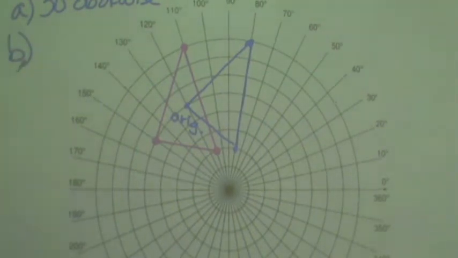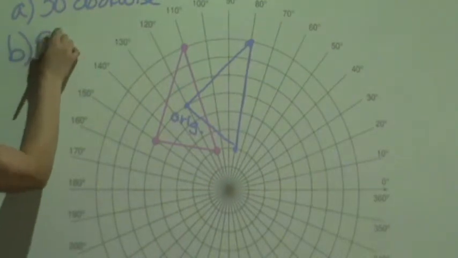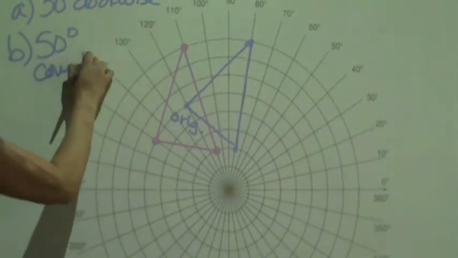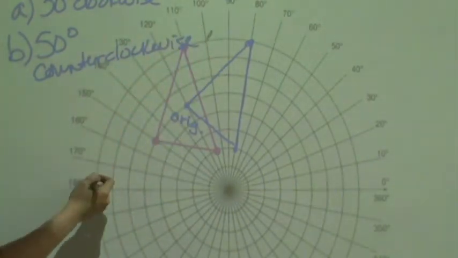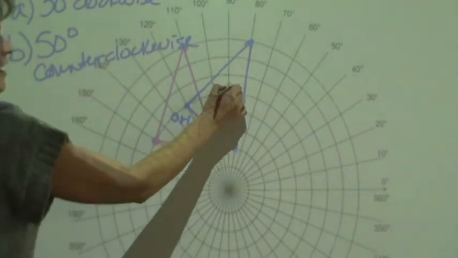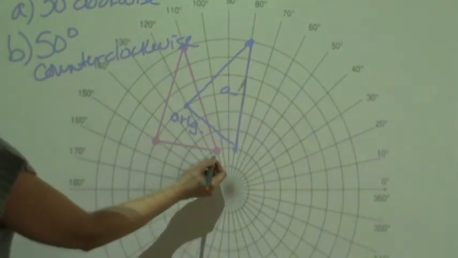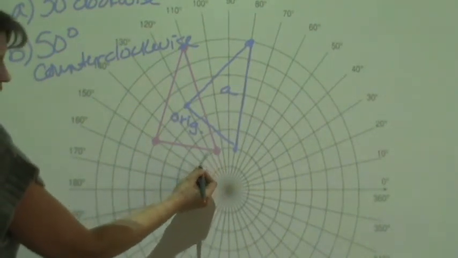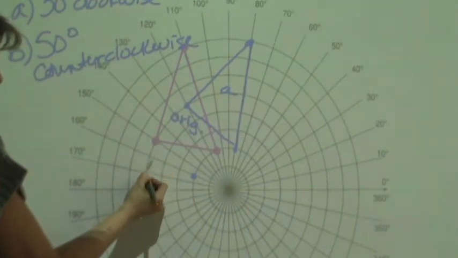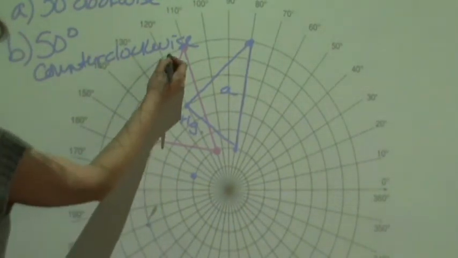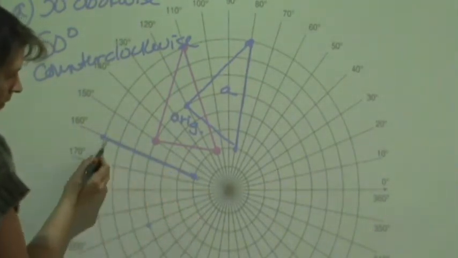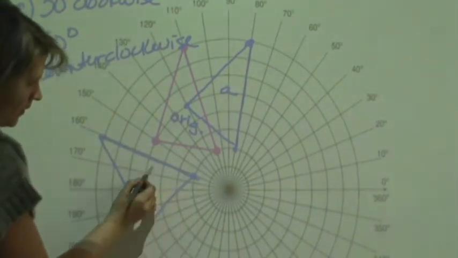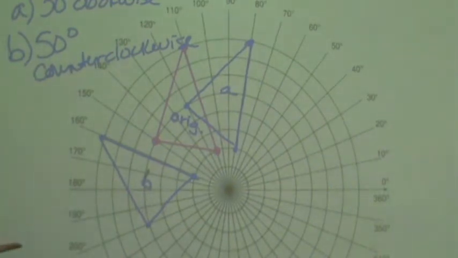Okay, so let's do that again, and let's see what'll fit. Let's go 50 degrees counterclockwise. All right, so again, I'm going from my original. Okay, so this was letter A. All right, we're gonna do letter B. So we're gonna go 50 degrees counterclockwise. 10, 20, 30, 40, 50. 10, 20, 30, 40, 50. And 10, 20, 30, 40, 50. Okay, so again, I end up with the same triangle.